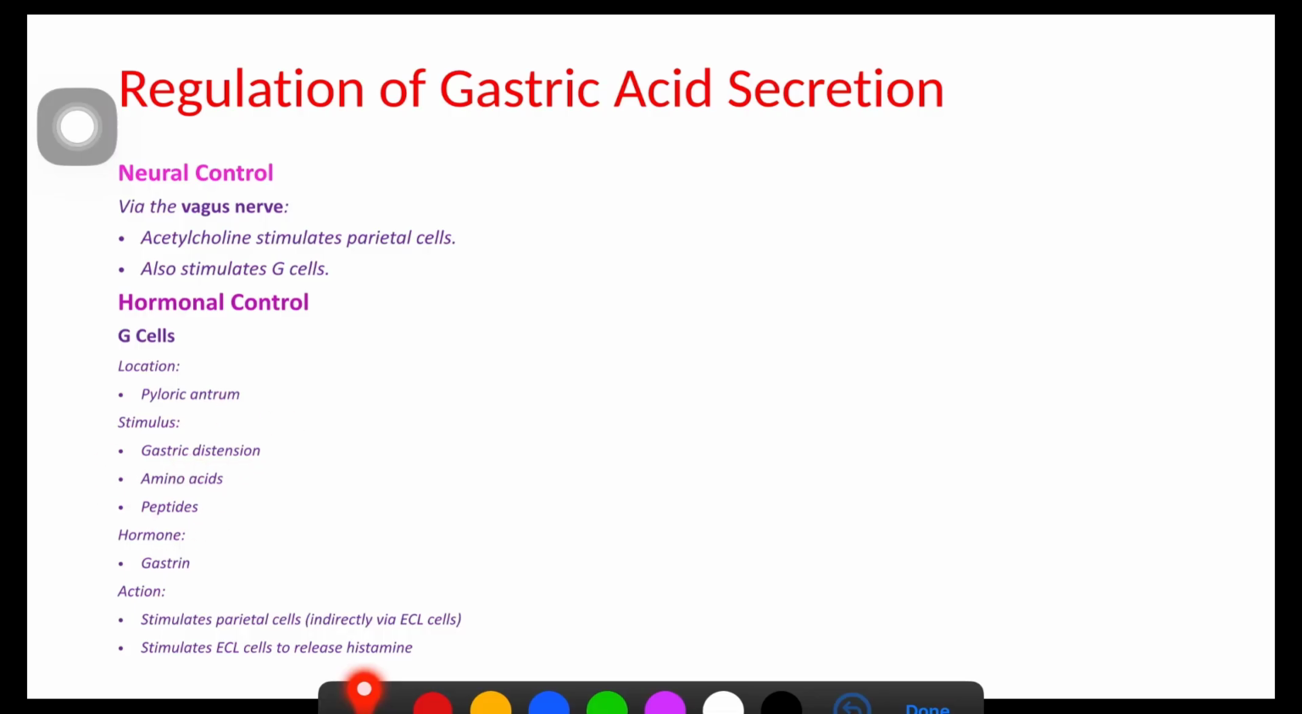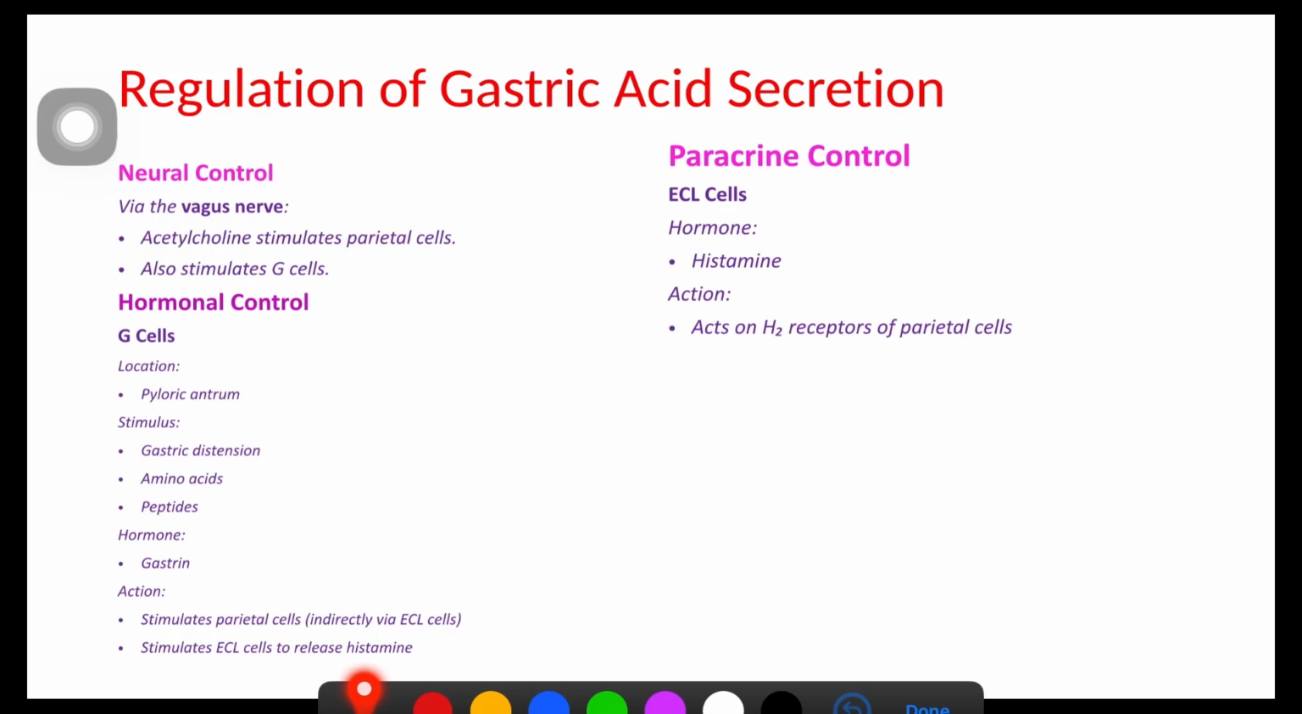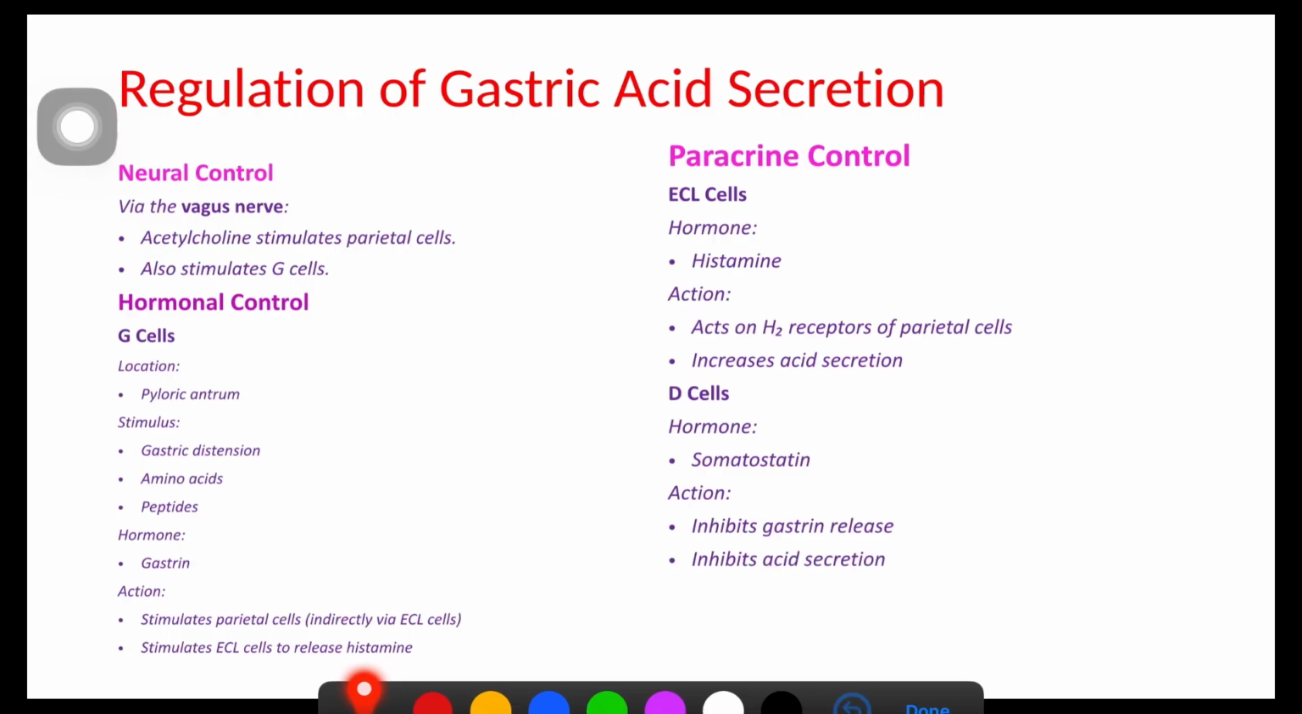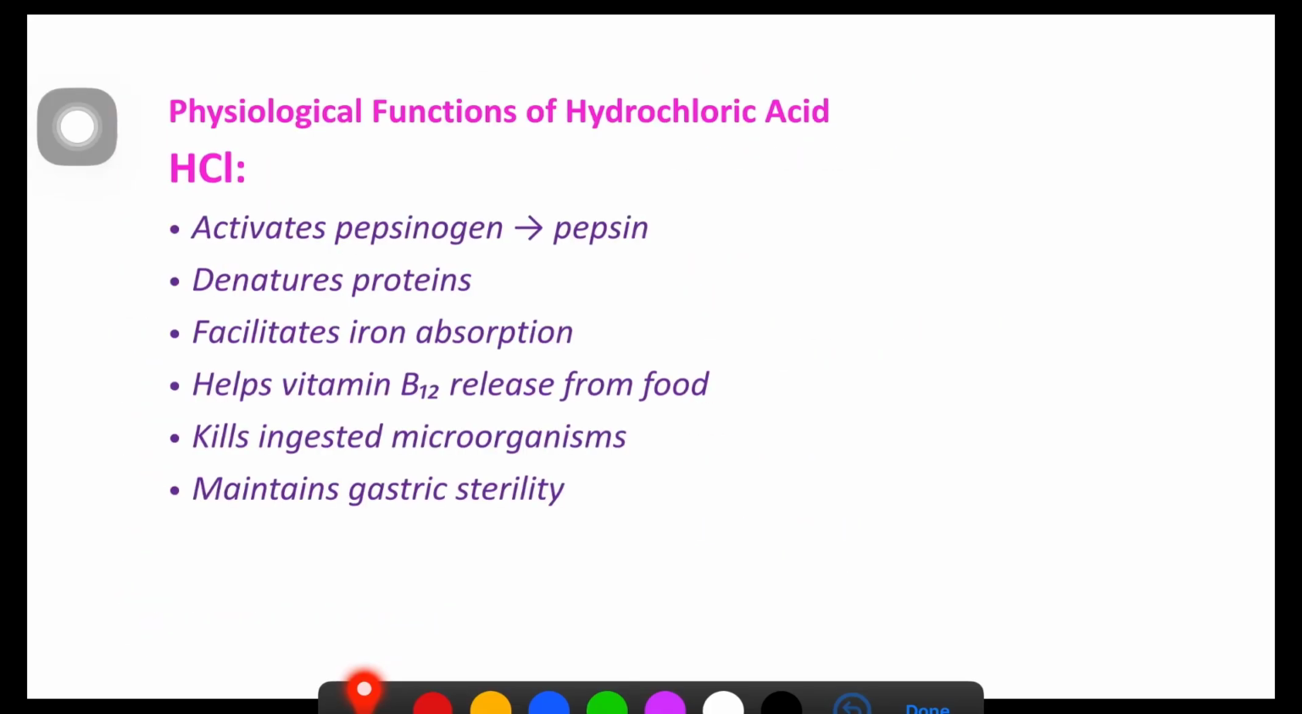which are stimulated by gastric distension, amino acids and peptides, and they stimulate parietal cells via ECL cells, and this ECL cell leads to release of histamine. Another control is paracrine control, where enterochromaffin-like cells produce histamine, which acts on H2 receptors of parietal cells and increases acid secretion. And D cells produce somatostatin, which inhibits gastrin release and inhibits acid secretion.